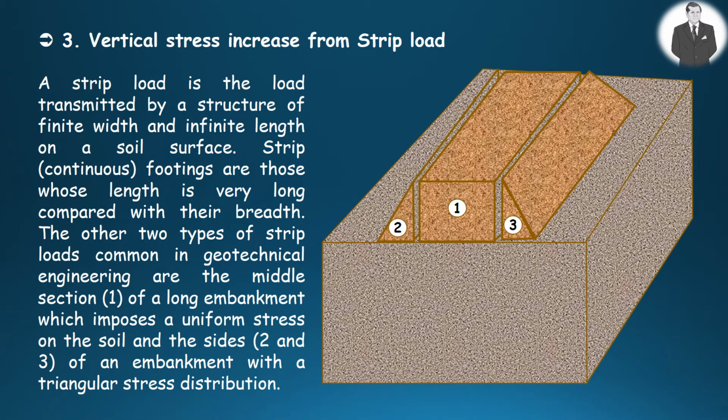A strip load is transferred by a structure of finite width and infinite length on a ground surface. Continuous footings are those whose length is very long compared with their breadth. The other two types of strip loads prevalent in geotechnical engineering are the middle section of a long embankment, as shown in the figure here, which exerts a uniform stress on the soil, and the sides of the embankments with triangular stress distribution.